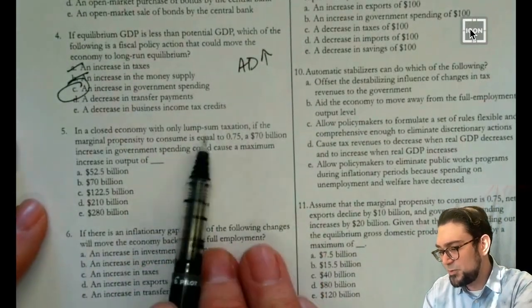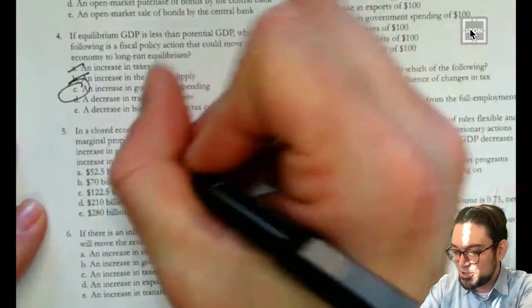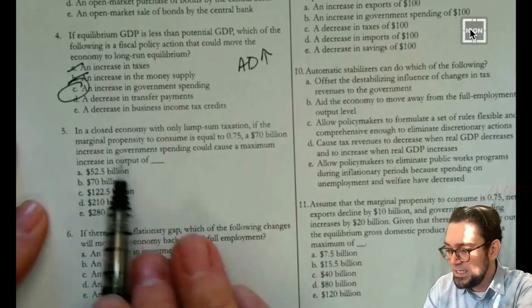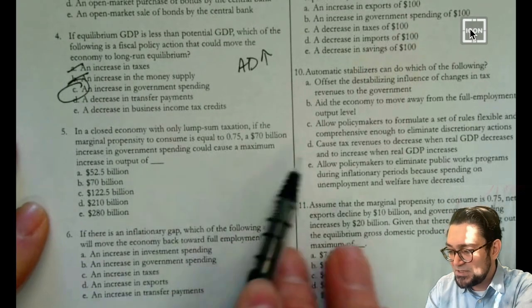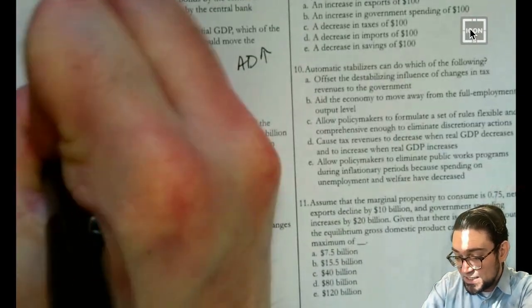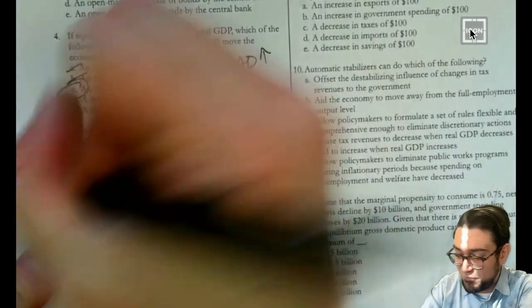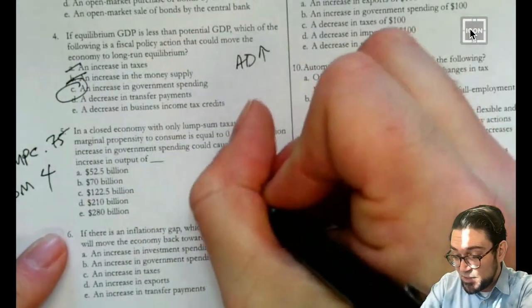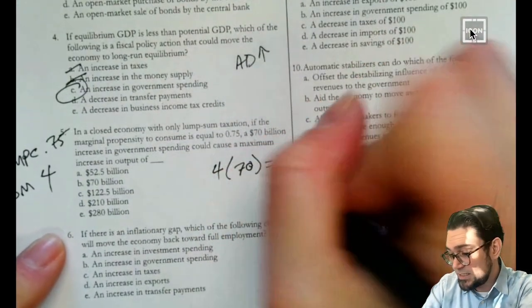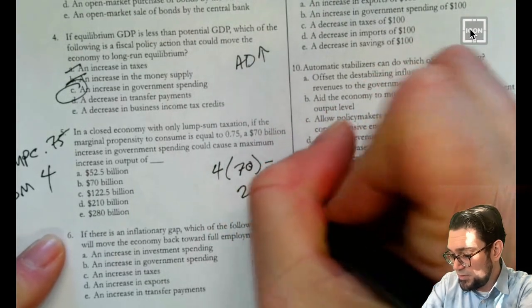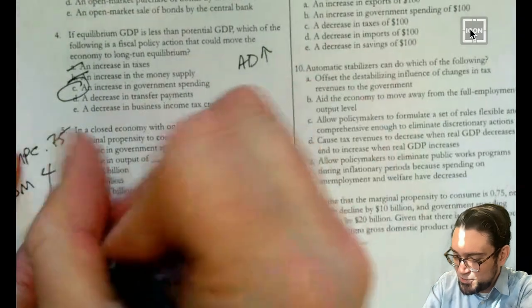Number 5, in a closed economy with only lump sum taxes. These are just an assumption we have to make, so don't worry about that phrase. If the MPC is 0.75, a 70 billion increase in spending could do what? Well, MPC is 0.75. That makes our spending multiplier 1 over 0.25, so that's 4. And 4 times 70 is equal to 280. Is that an option? It is an option. We're going to go with that.